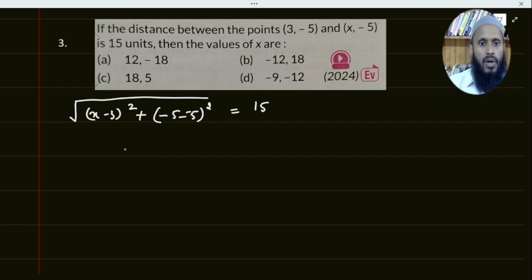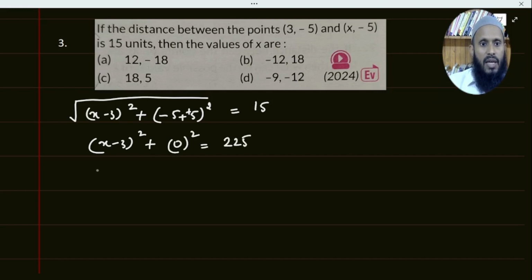Now to remove the square root on LHS, I can square both the sides. So I'll get (x - 3) whole square plus (-5 - (-5)). Those 2 minuses will become plus, so it will become -5 plus 5, and -5 plus 5 is 0. 0 square will be equal to, the other side also I have to square. So 15 square is 225.